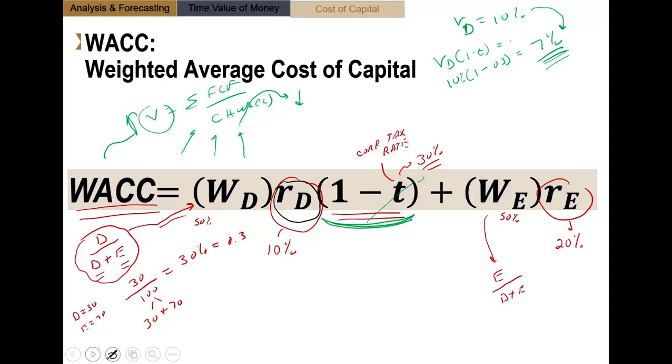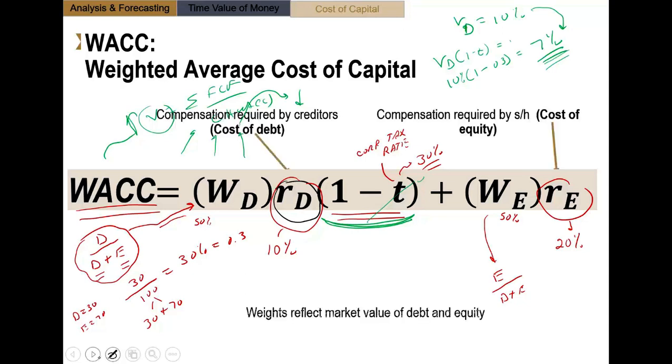Let me go on and remind you of one other thing. The cost of debt is usually the borrowing cost that we have, and we know that if you're borrowing from a financial institution, we know what your borrowing costs are. If you issue bonds, then the cost will be the yield to maturity of the bonds.